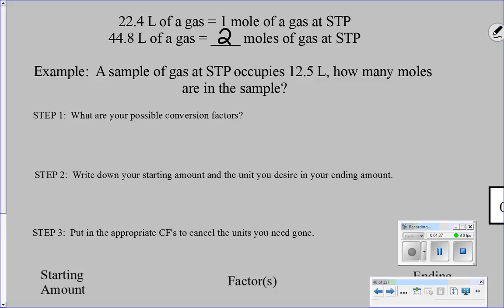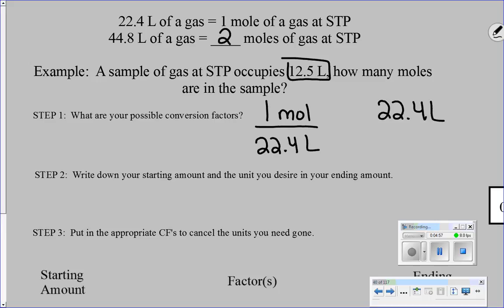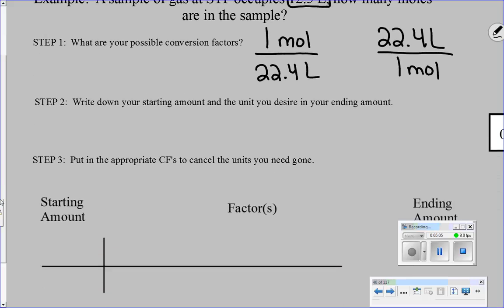So we can solve these the way that we've been solving a lot of our other problems. If we have a sample of gas at STP, which means we're able to use our 22.4 conversion factor, we could use 1 mole of gas over 22.4 liters, or 22.4 liters over 1 mole of gas, depending on what we need for the problem. So we are given liters. We want to know how many moles are in that sample.